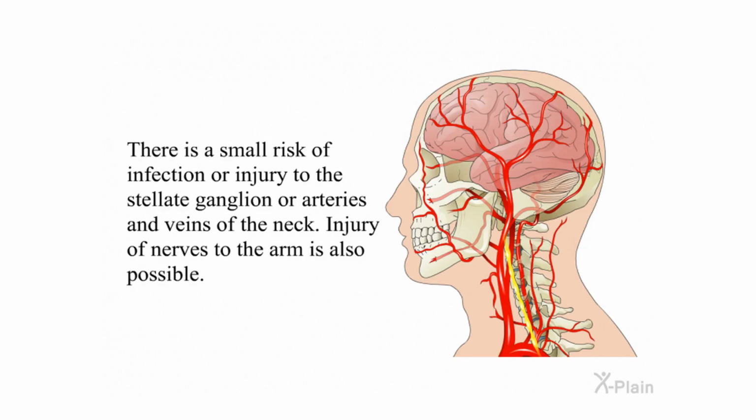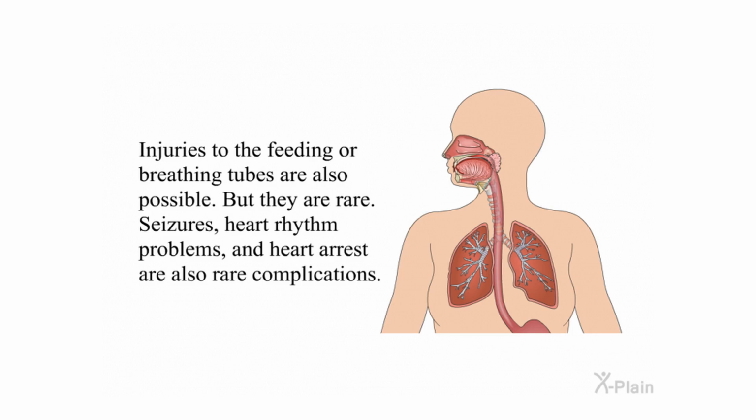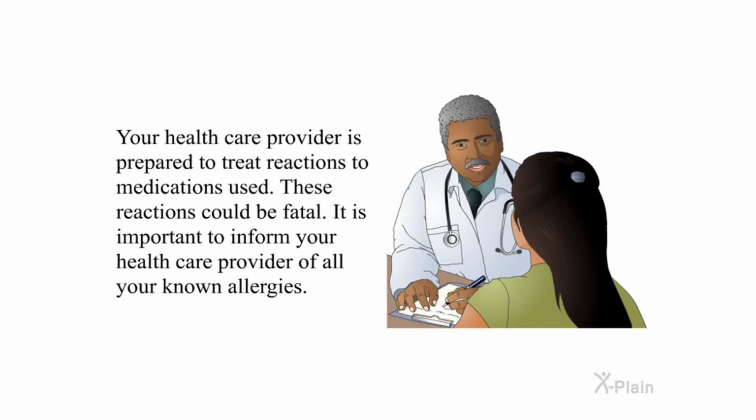There is a small risk of infection or injury to the stellate ganglion or arteries and veins of the neck. Injury of nerves to the arm is also possible. Injuries to the feeding or breathing tubes are also possible, but they are rare. Seizures, heart rhythm problems, and heart arrest are also rare complications. Your healthcare provider is prepared to treat reactions to medications used. These reactions could be fatal. It is important to inform your healthcare provider of all your known allergies.